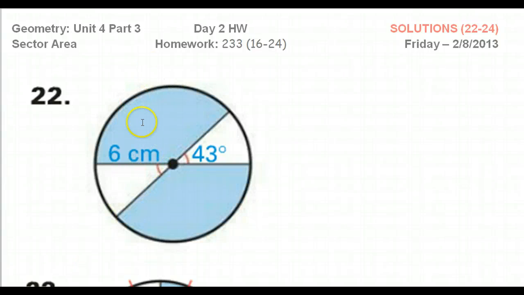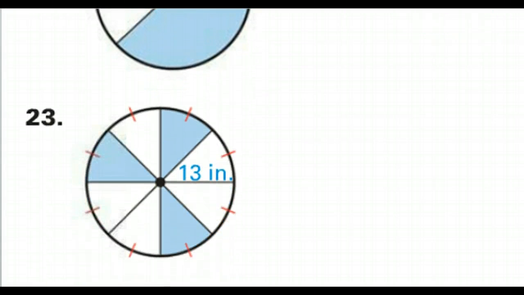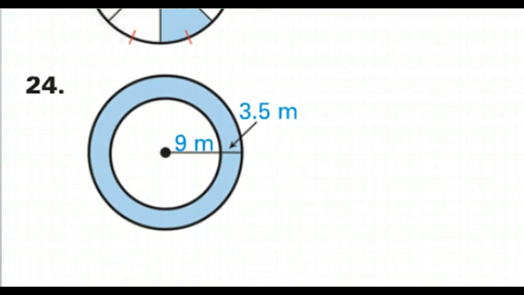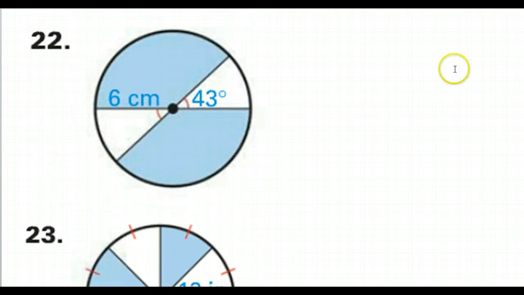This video will cover finding sector areas like these when it's more than one sector, like number 23 when we've got 3 pieces to deal with. But it will also cover how to find the area when it's the area between 2 shapes, like an inner shape and an outer shape. So let's take a look at number 22.